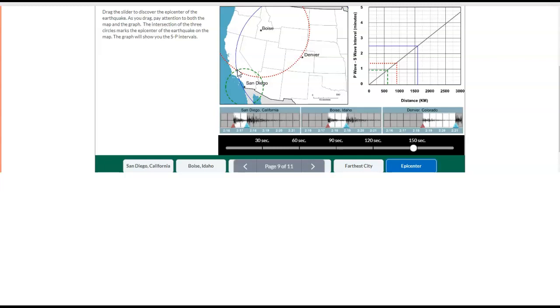You could use 4, 5, 6, you could use many more points, but they would all have circles that intersect at the same location. 3 is just the minimum number that you need to identify an earthquake's epicenter.